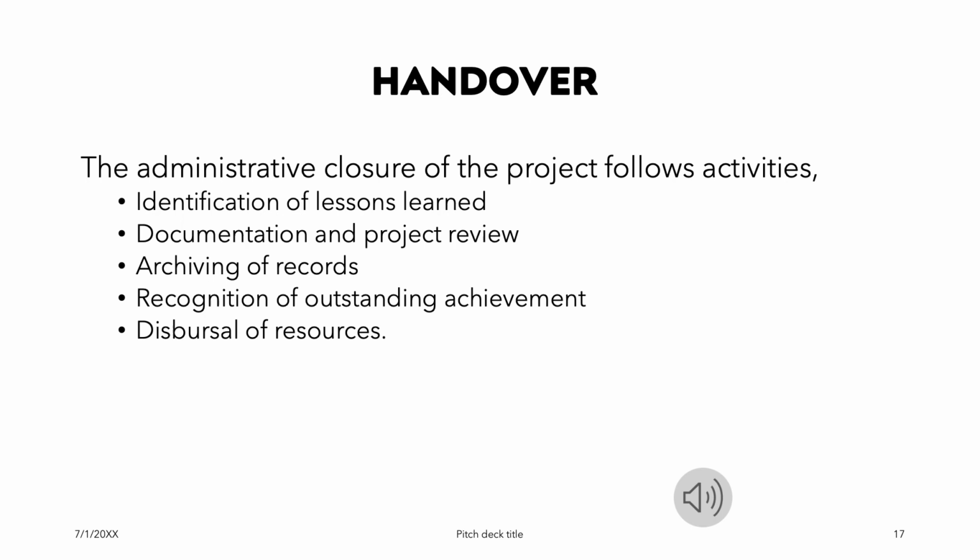When it comes to project handover, the administrative closure of the project follows activities such as identification of lessons learned, documentation and project review, archiving of records, recognition of outstanding achievement, and disbursal of resources. Finally, after commissioning, the team confirms that the work done is capable of achieving the requirements of the owner, and project handover takes place.